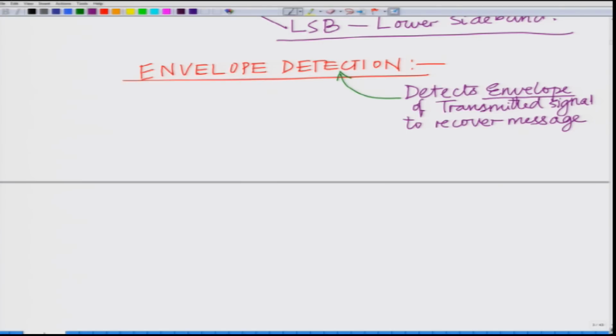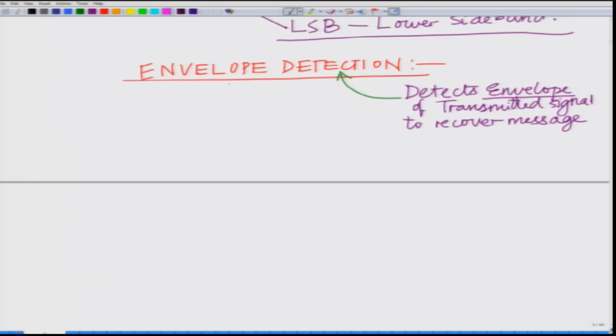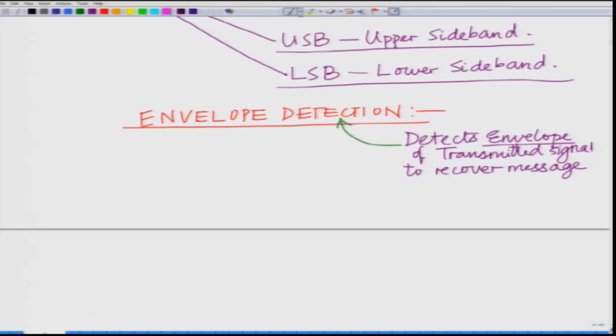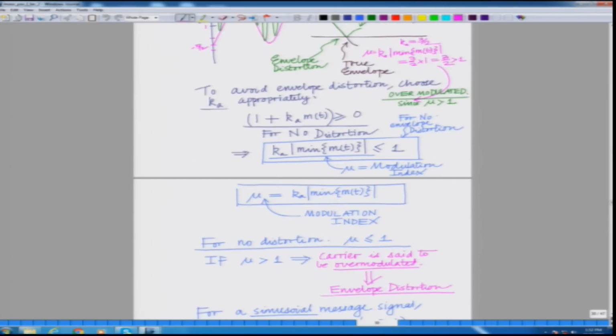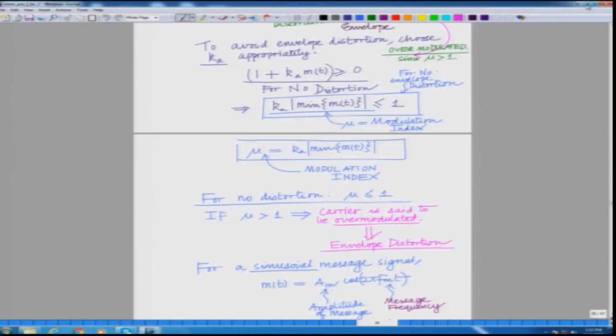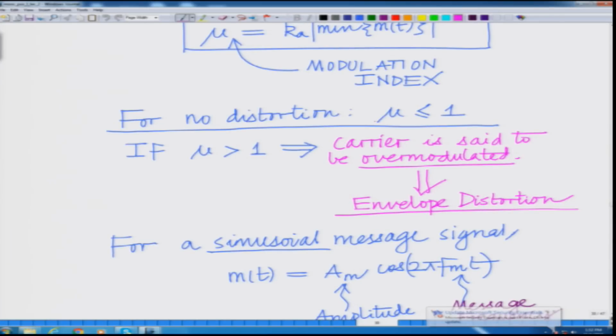And therefore, by default it implies that if I have to detect the envelope, then there should be no distortion in the envelope. Therefore, this works only when there is no distortion in the envelope, which means the modulation index mu must be less than or equal to 1. Alright, that is the condition that we have seen before. If you go way back, to the previous module, what we have seen is that for no distortion, the modulation index mu must be less than or equal to 1, correct. Okay. So, this is what we have seen in the previous module, alright.